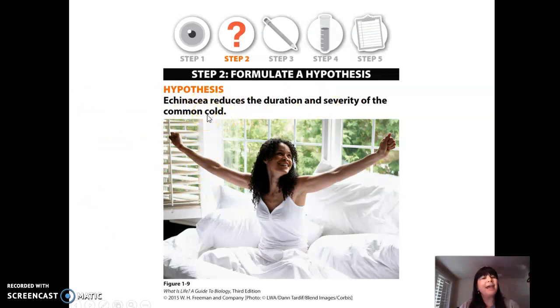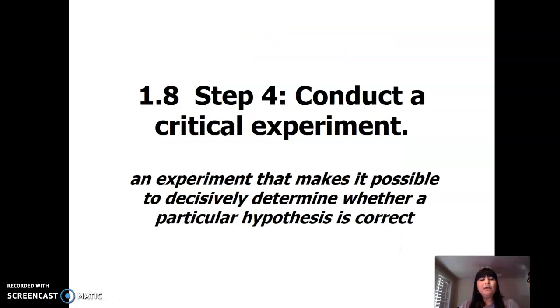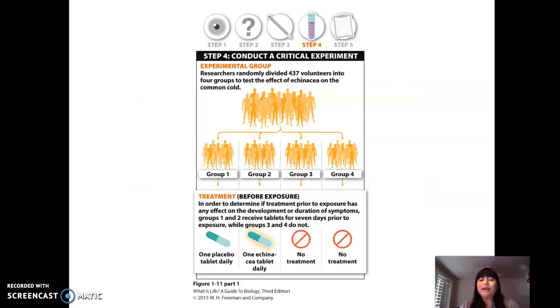So they have a hypothesis. They actually did this. Conduct a critical experiment, right? Usually in an experiment, you have what's called a control group and an experimental group. So this would be the control group. This would be the experimental. Don't worry about these two groups, okay?